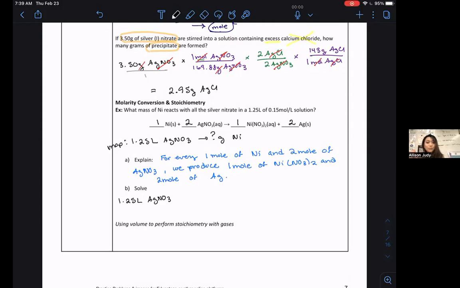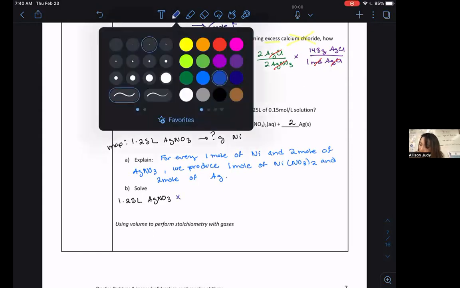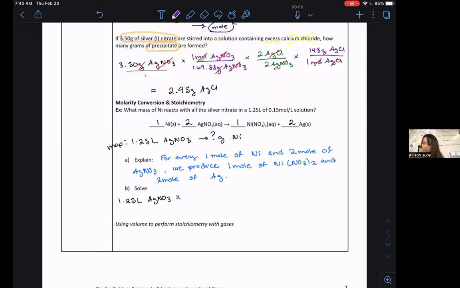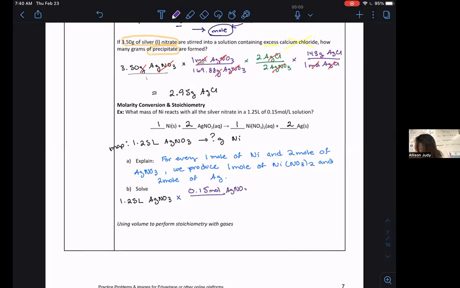But what we are given is the molarity of that silver nitrate solution. I know I need to get to moles in order to change from one substance to another, from AgNO3 to nickel. So how do I get this solution of AgNO3 to moles? The molarity offers a conversion factor. It's an equivalence of itself, relating moles and liters for this particular solution. So I know that for every 0.15 moles of AgNO3, I have 1 liter of AgNO3.